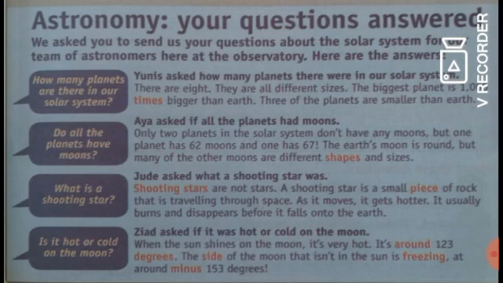Is it hot or cold on the moon? Ziad asked if it was hot or cold on the moon. When the sun shines on the moon, it's very hot. It's around 123 degrees. The side of the moon that isn't in the sun is freezing, at around minus 153 degrees.